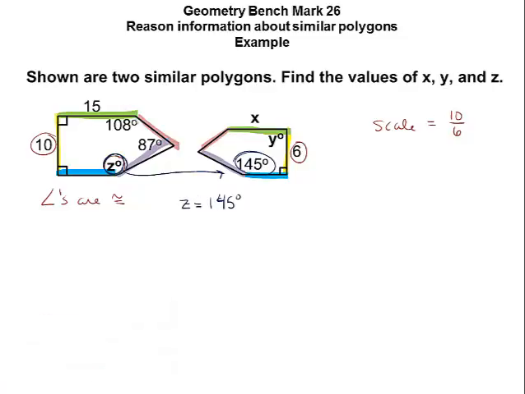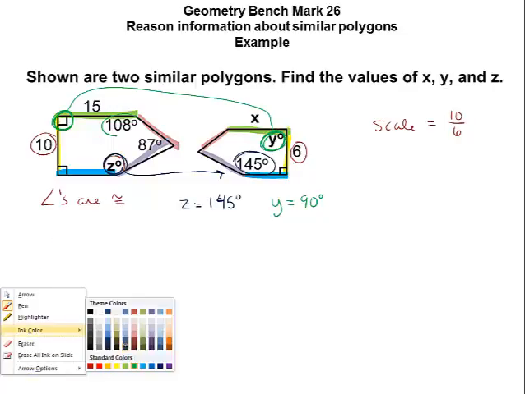And then y is in the same position as this 90-degree angle. So y is 90 degrees. So those were easy. We just had to figure out which one it went with. But once we figured out the matching, the number's already there. But x and 15. x is not 15 because obviously this polygon is smaller than that polygon. We have a 10 and a 6 that prove that to us. So we need to figure out how big x is.